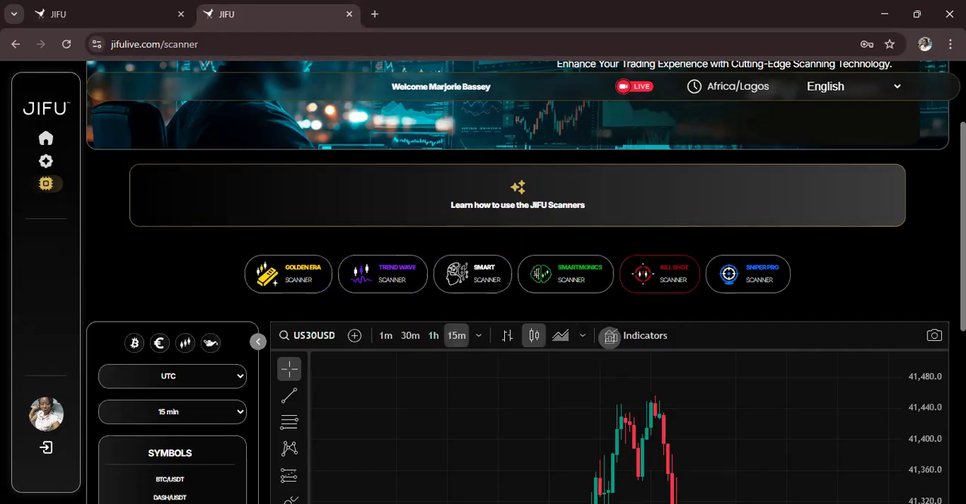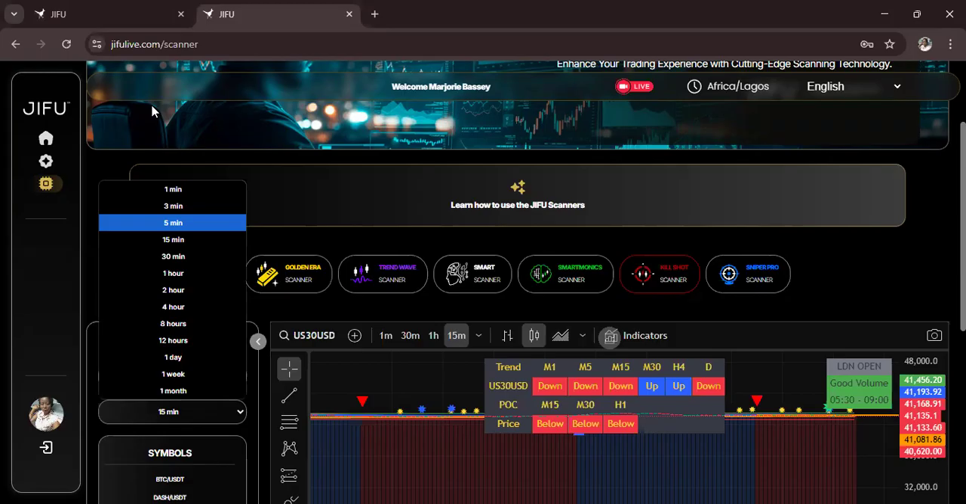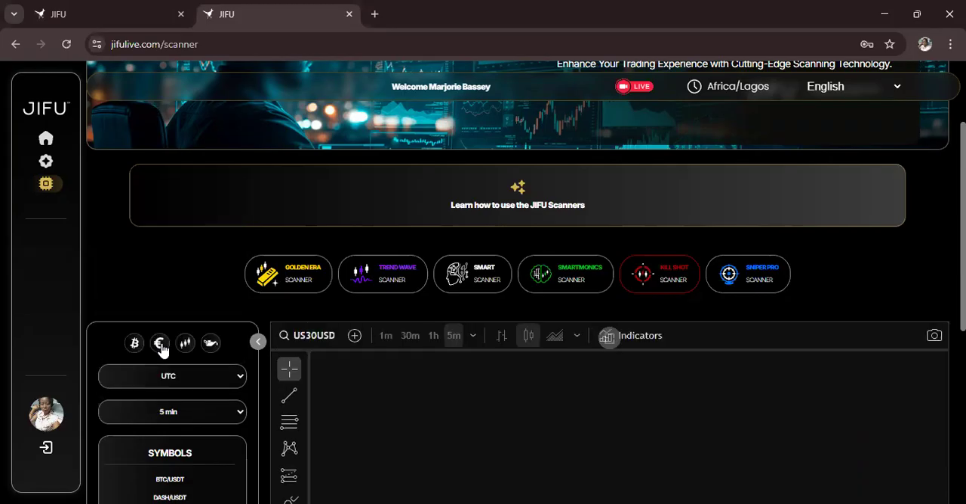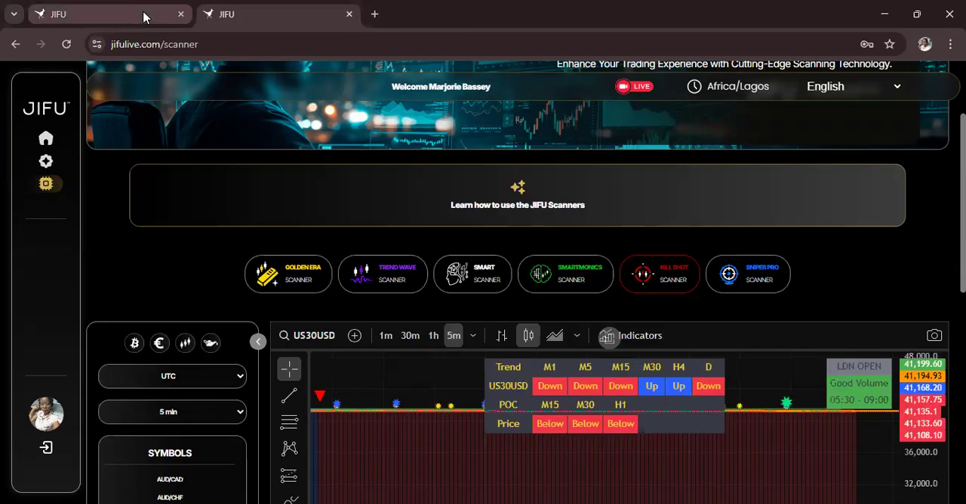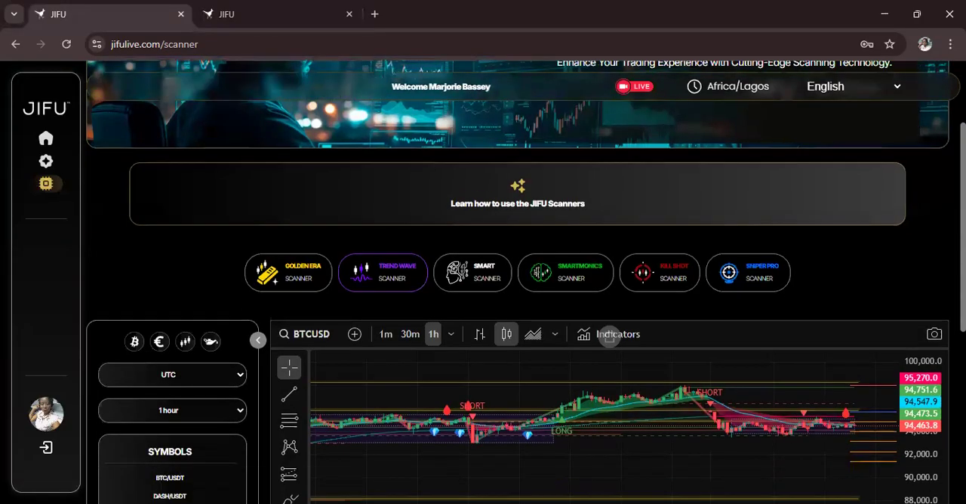We are going to be using the kill shot and the trend wave strategy, kill shot together with trend wave, on the 5 minutes time frame. So let me start with GBP USD. If you're new, please watch the video because we are not doing training now. We are just looking for opportunities in the market.